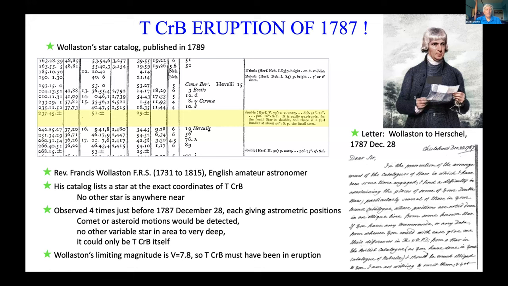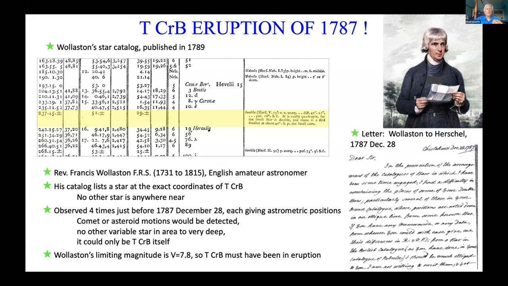The nearest star that he could possibly have registered is getting near half a degree away. And he didn't make astrometric errors like this. This star can only be T CrB. And Wollaston's limit was 7.8 magnitudes for his astrometry. And so here we have an eyewitness observation of T CrB brighter than 7.8. And that means it was in eruption in the year.